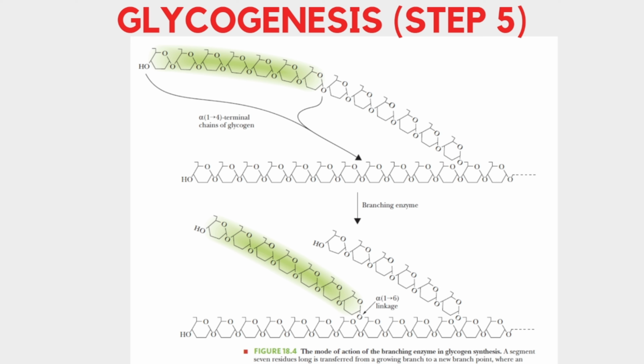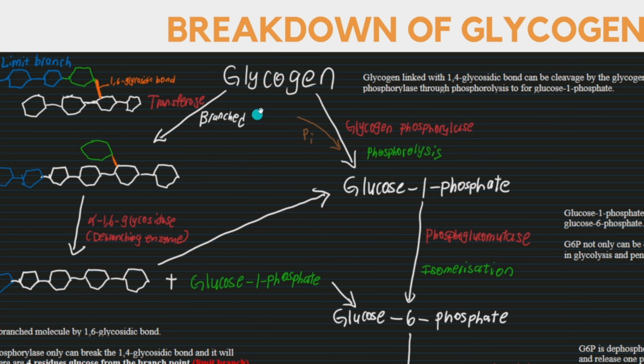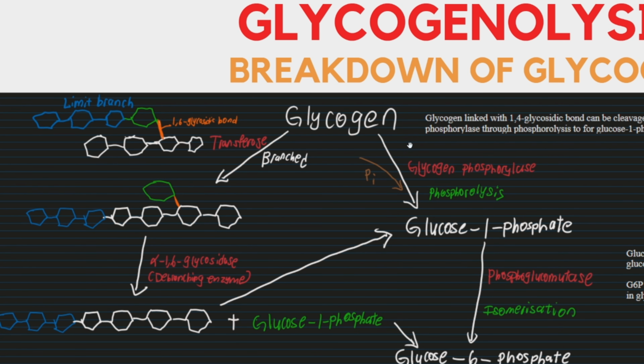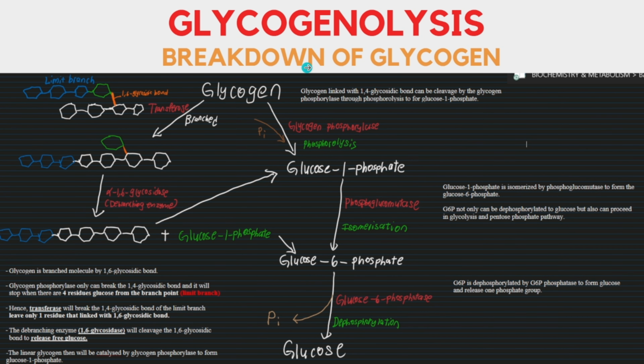Okay, next is glycogenolysis. This one I use my handwritten diagram, because in the book they normally do not use a diagram. They use words to explain it, so I use the visual diagram for you guys. Glycogenolysis, as I mentioned, is the breakdown of glycogen, which functions by the glucagon. When there is glucagon, it will break down the glycogen into glucose.